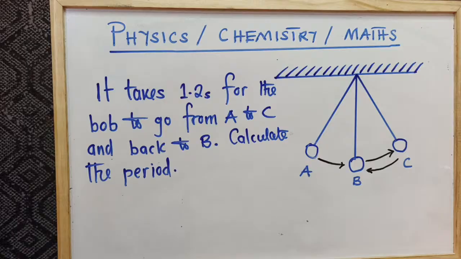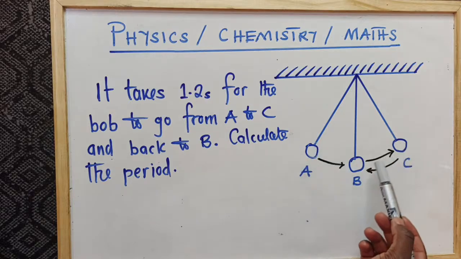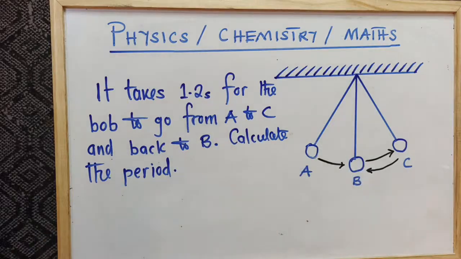We do some physics, chemistry, and mathematics right over here. The first question in physics reads: it takes 1.2 seconds for the bulb to go from A to C and back to B. Calculate the period. So they're asking us to find the period. This is a bulb going from here all the way to C and then coming back to the midpoint. It's taking 1.2 seconds. How do we calculate the period?